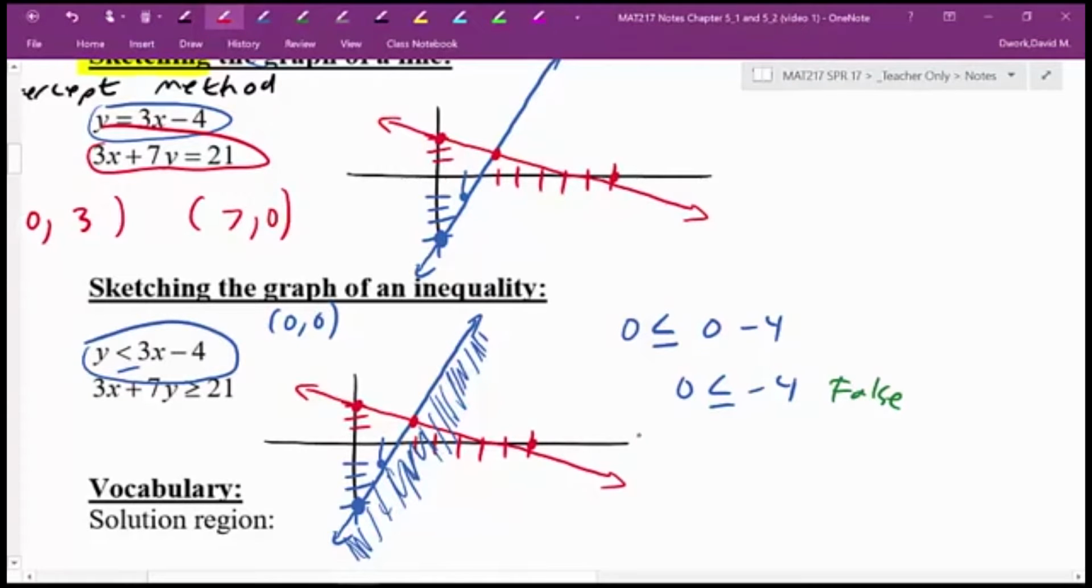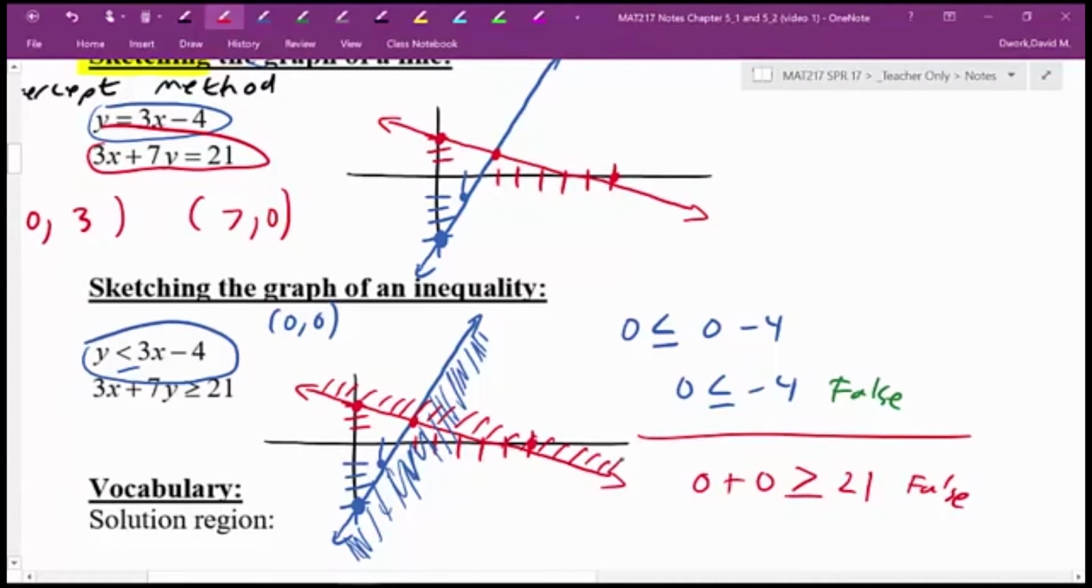Now, as for my red line, let's test it with (0, 0). Let's use its test point. So again, that's going to be 0 plus 0 is greater than or equal to 21. So again, (0, 0) is below my red line, and it's giving me a false answer, which means I'm going to shade the other side of the line. So instead of shading down, I'm going to shade up.